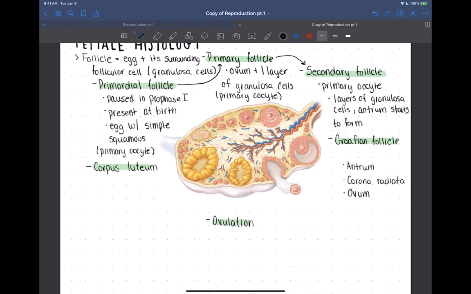Okay, so if we were going to point on this picture, we have our primordial follicles out here. This would be a primary follicle, and then we'd reach secondary here and here. These would both be secondary follicles. From the secondary follicle, we're going to develop into a Graafian follicle, and this would be our Graafian follicle here. A Graafian follicle now contains a secondary oocyte.